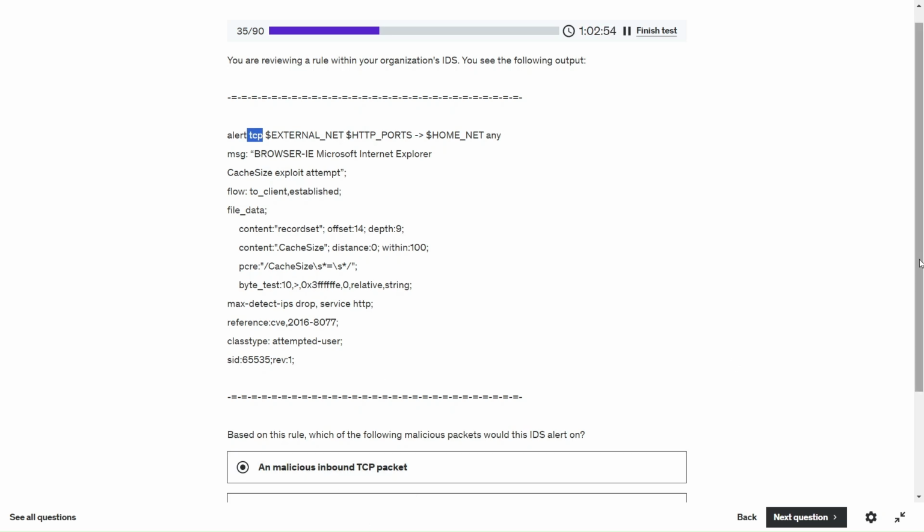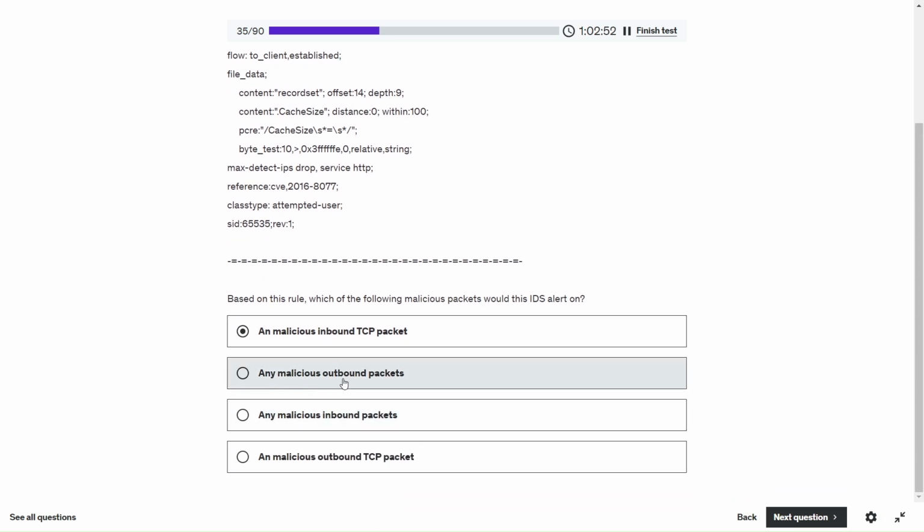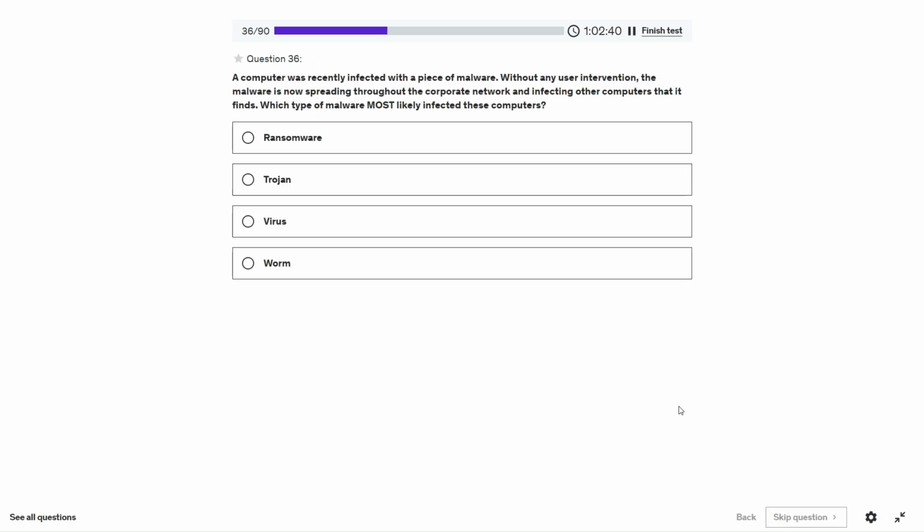So inbound TCP. What are the other answers? Outbound? No, it's not outbound. It's not going out. It's actually coming towards the system. Any malicious inbound packet is also a right answer, but it's more accurate to say the TCP packet.